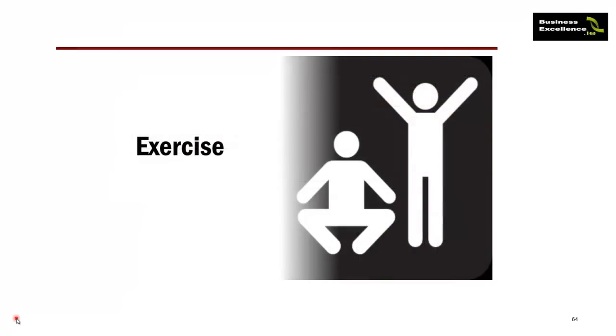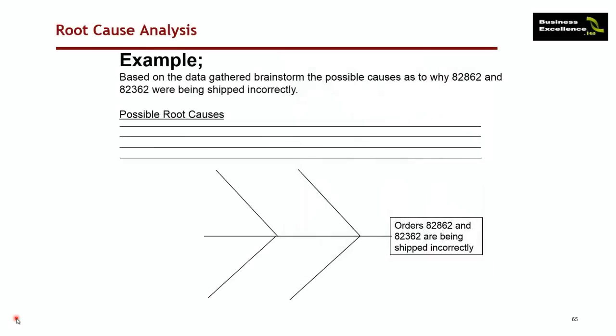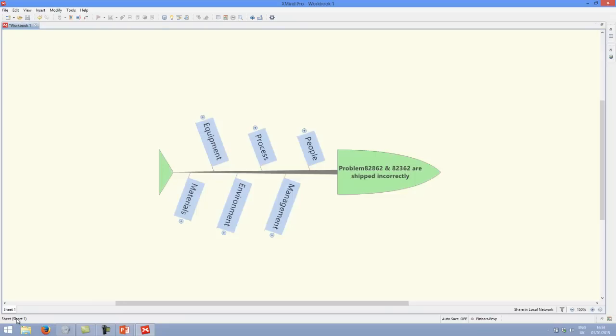So again, let's look at a quick exercise in the case study. Based on the data we've actually seen, if we asked ourselves, well, why is it that these two products, 82862 and 82362, are being shipped incorrectly? What we're going to do is construct a very simple cause and effect diagram in another application called XMind. So in this application, what I've done is I've set up the problem statement. So 82862 and 82362 are shipped incorrectly.